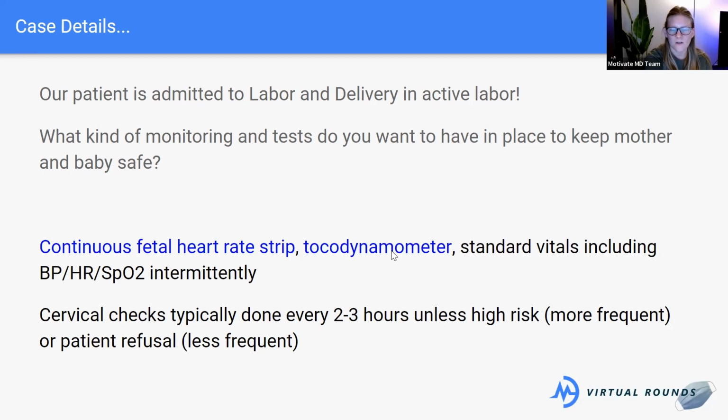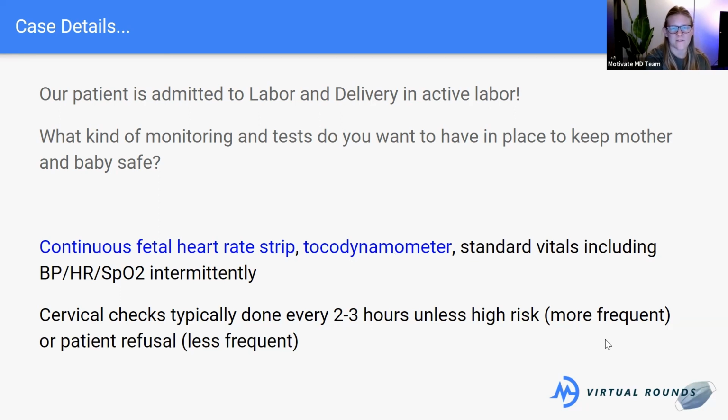And then for checking her progress, typically cervical checks are done every 2 to 3 hours unless the patient is high risk, in which case we would do them more frequently. And if the patient wants less invasive or more minimal checks, then we would do it less frequently, just as needed.